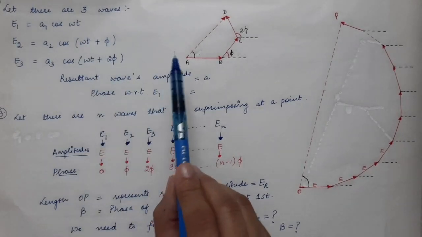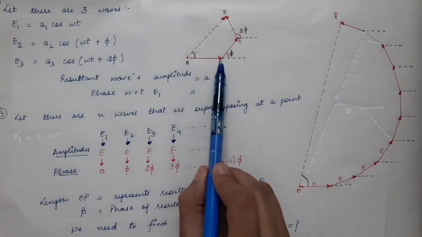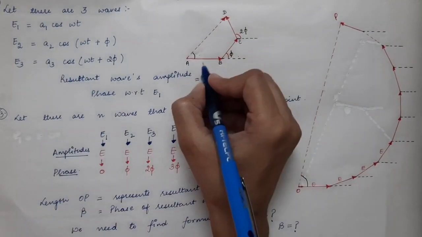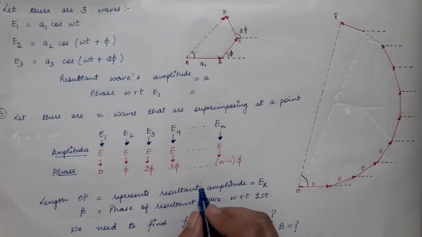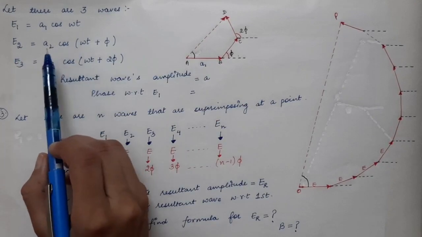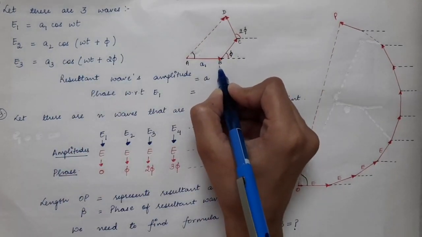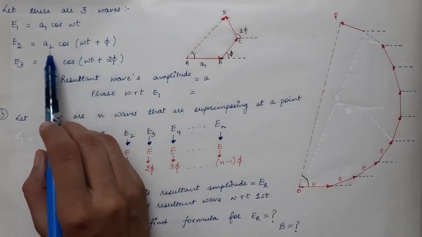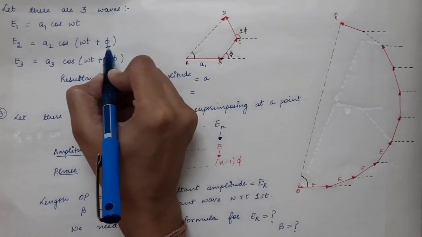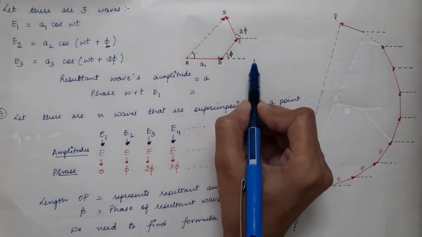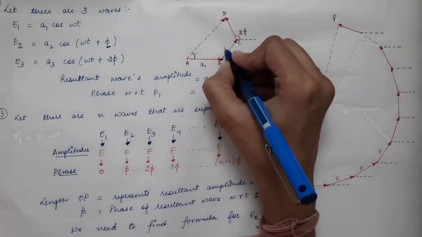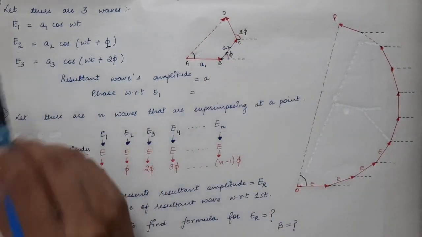So we will again draw the phasor diagram. First we draw an arrow from A to B such that this length is proportional to A1, and its phase is equal to 0. Now the second arrow will be drawn from the final point B, such that it makes an angle of phi with the horizontal axis, and its length will be proportional to A2, the amplitude of the second wave.